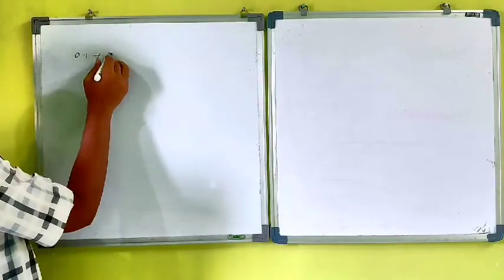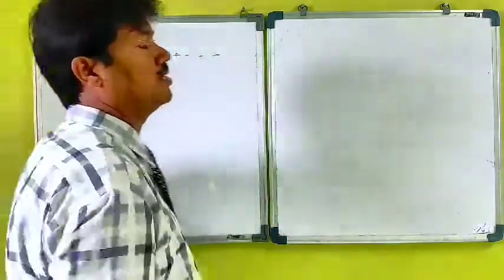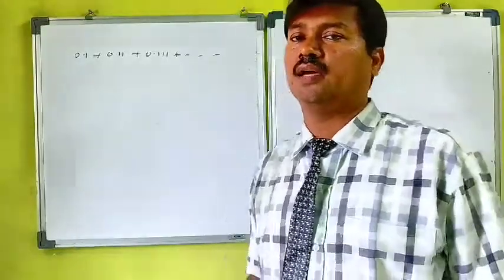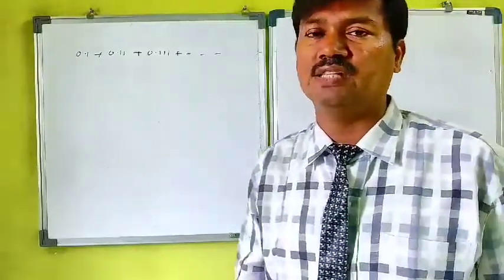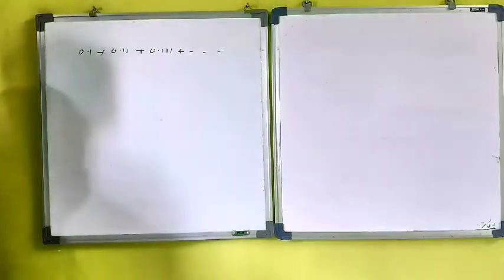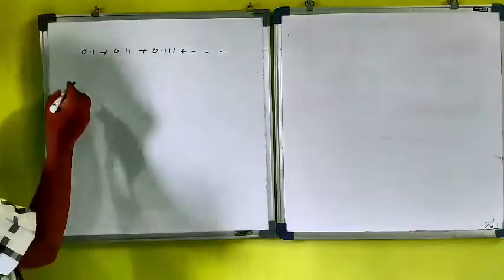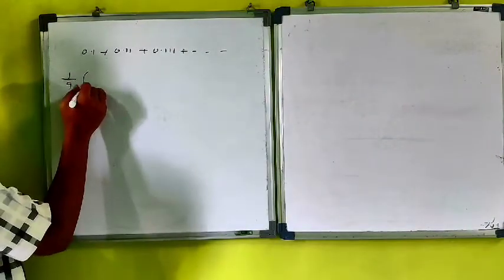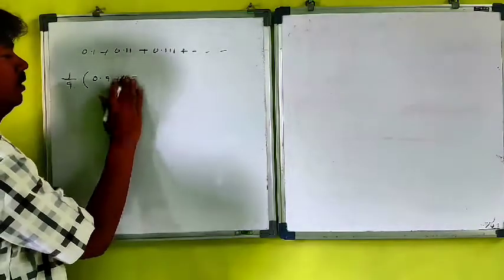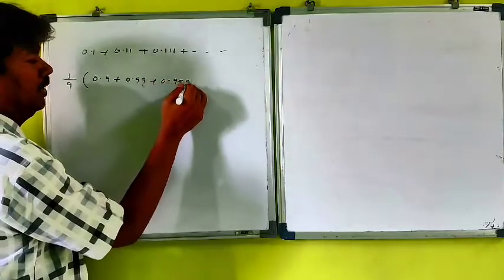Suppose 0.1, 0.11, 0.111, you have to find the sum of n terms. What to do in this case? Again the same, we'll move with the same concept here. That is, we make it 0.9, so 0.9, you have to divide by 9, multiply by 9. It becomes 0.9, 0.99, plus 0.999. So like this.